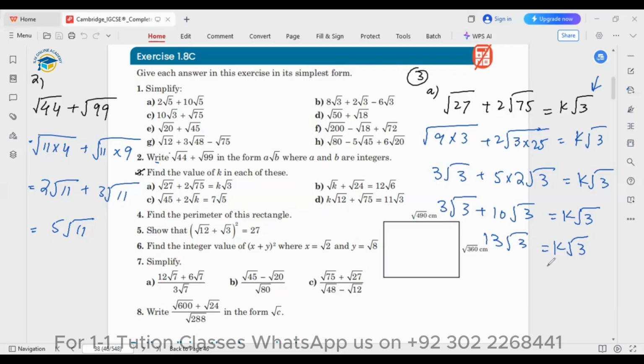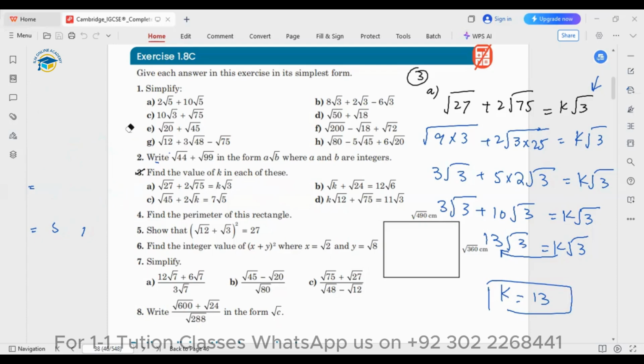So as we have the similar square roots, like similar surds on both sides, you can directly compare that your k value is 30. So in this way, you can find out the value of k for the other parts as well. Like here again, we will just make them similar on both sides, like the similar number inside the surd, and then we can compare them easily.